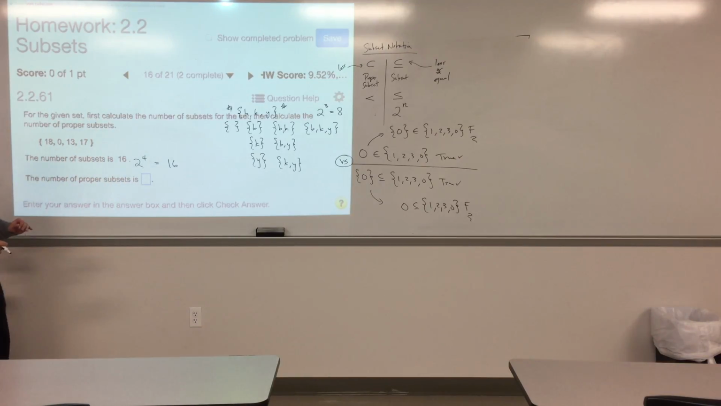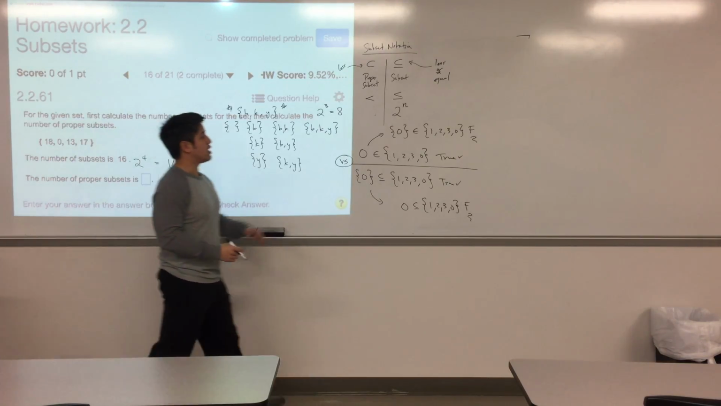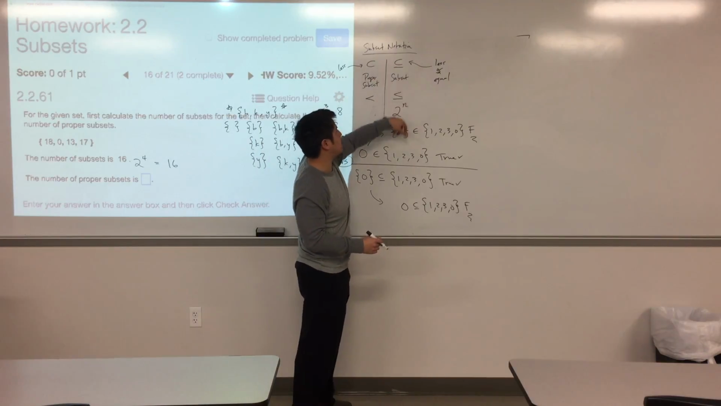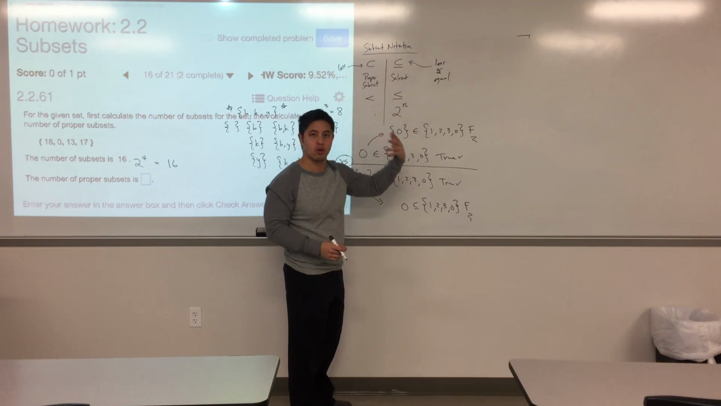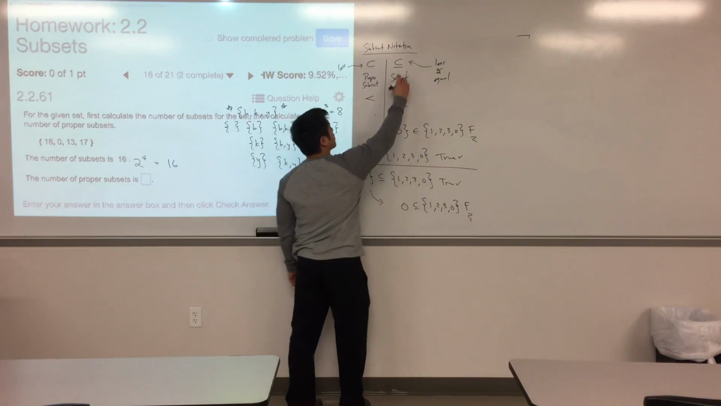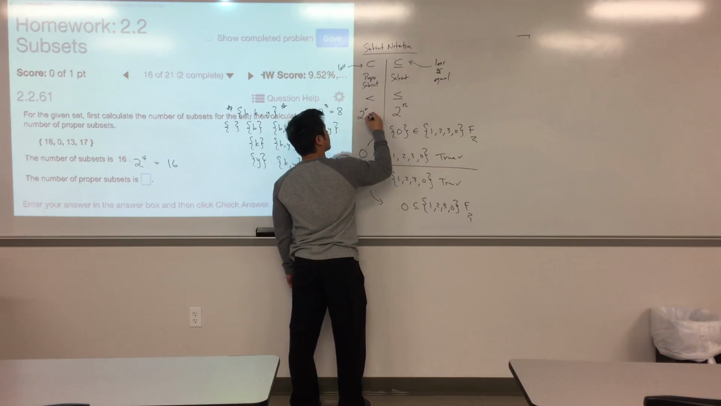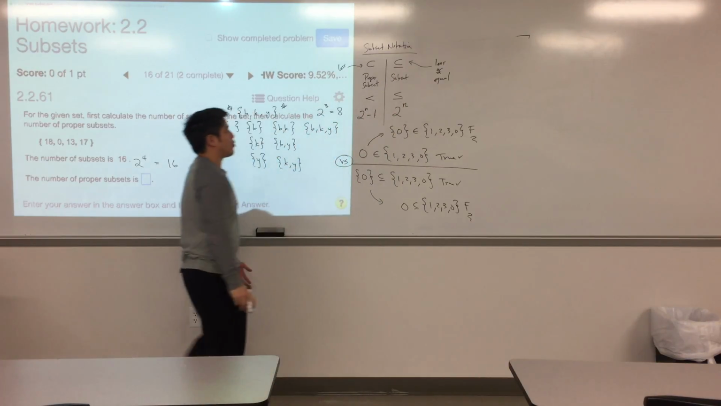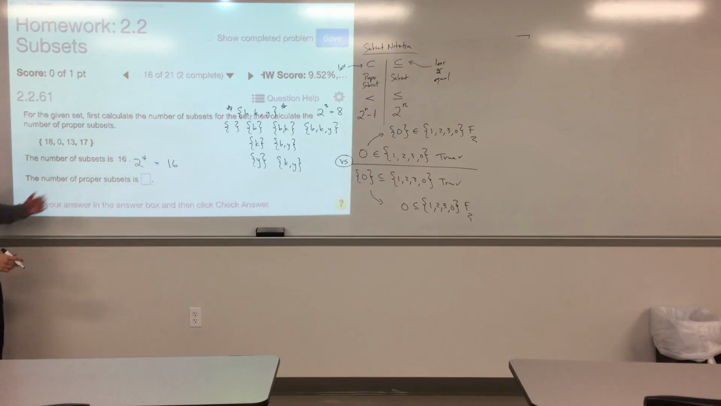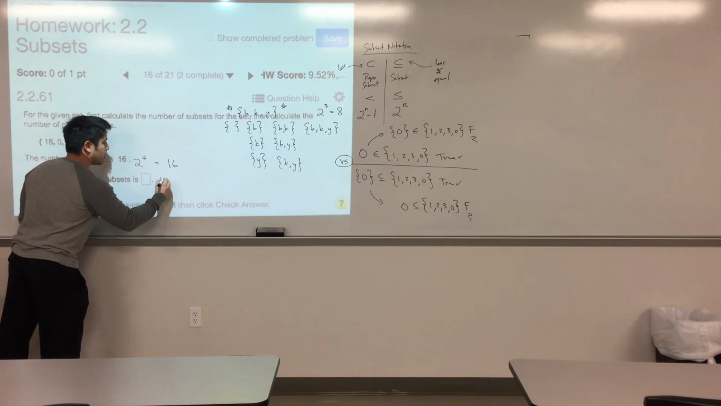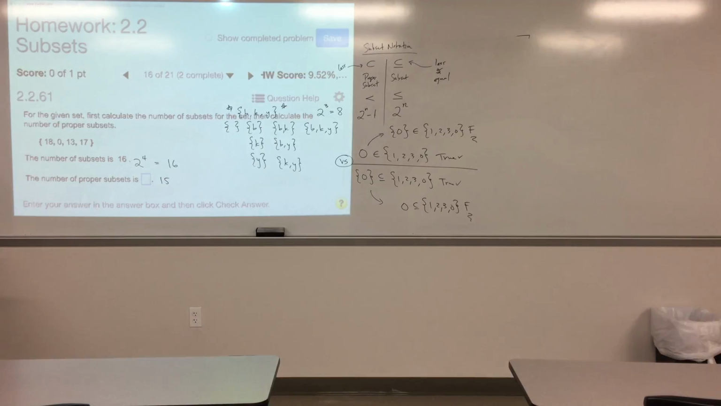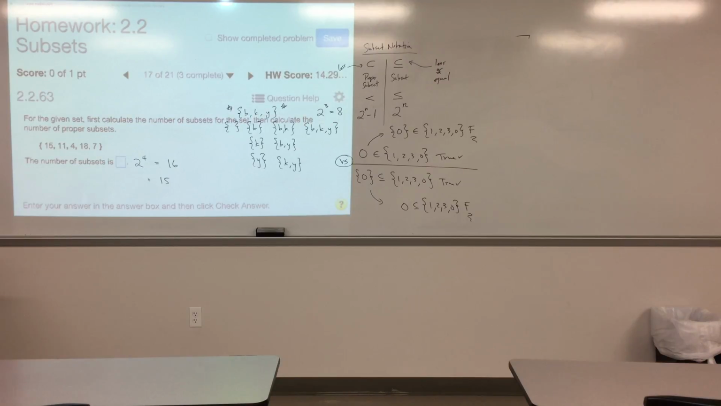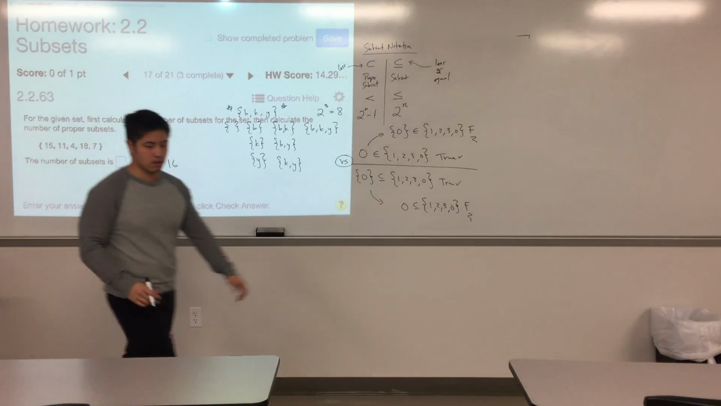Now, proper subsets, as we discussed, is always everything that you can find in subsets minus 1. Because you don't get the set itself. So it's super easy. Once you've figured out the number of subsets, simply take away 1. There are 15 proper subsets. And there it is. 15. Done. Next. So taking a look at this next one.